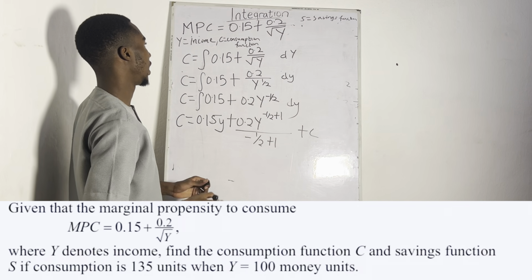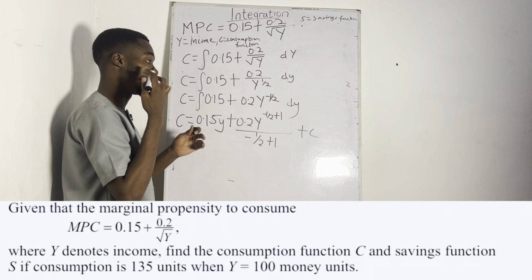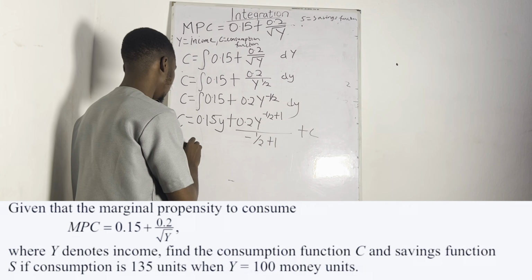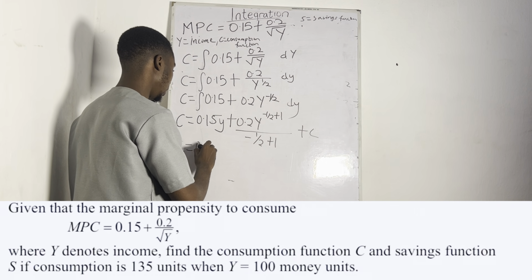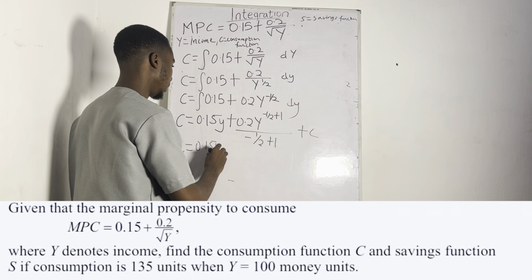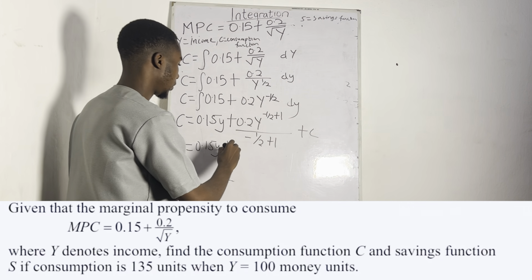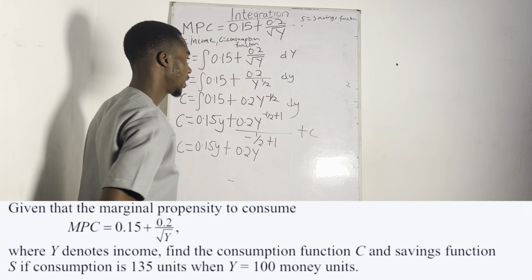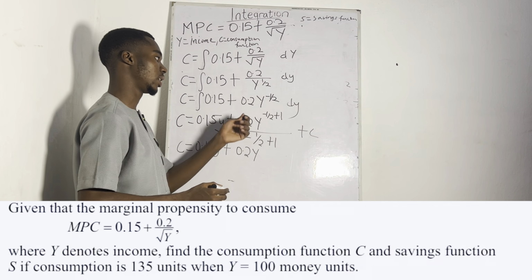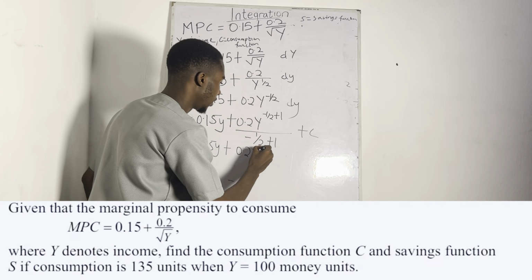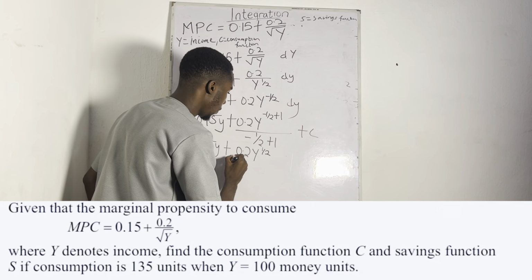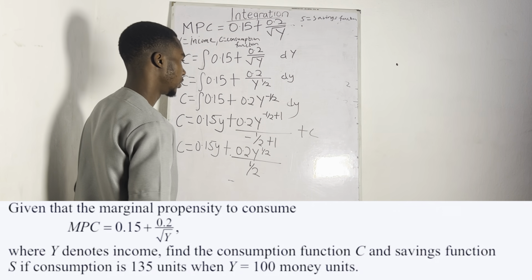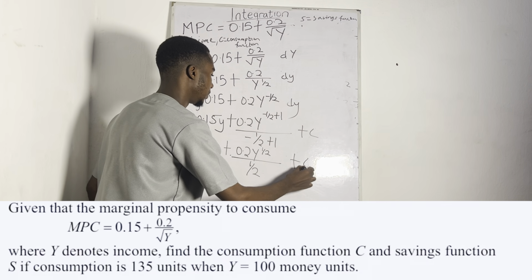Don't forget, there are no limits, so you always add the plus c. When you are dealing with marginal functions and all that, you always add the plus c. All right, now let's simplify. So we have C is equal to 0.15y plus 0.2 y exponent negative half plus 1. You can punch it into the calculator. Negative half plus 1 is the same as half, so over half. You get it? Then our plus c.